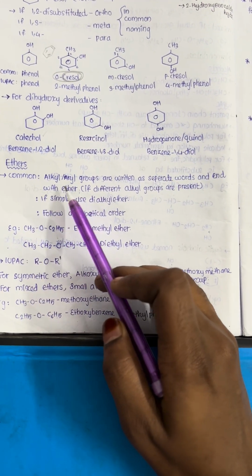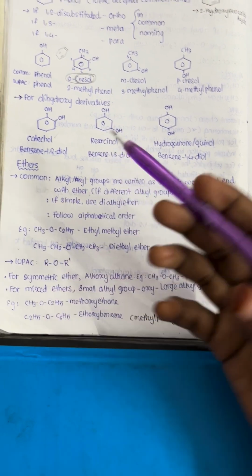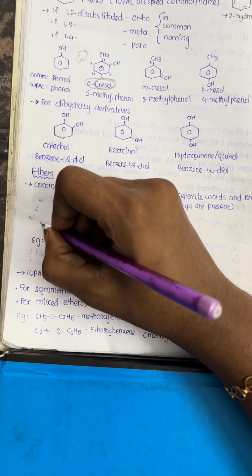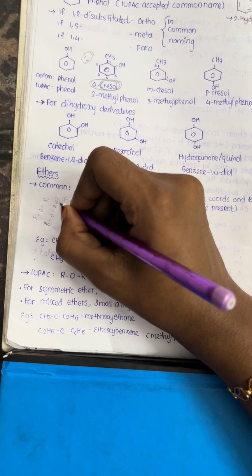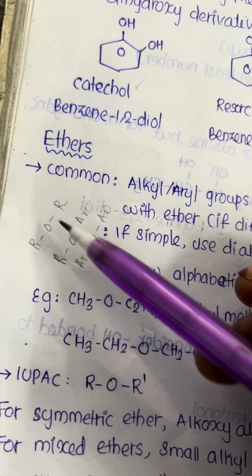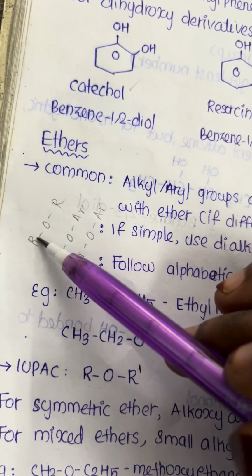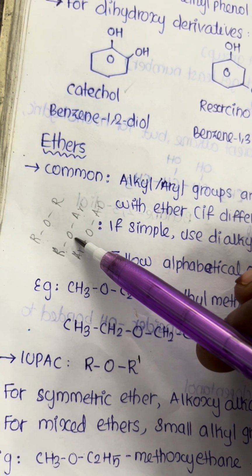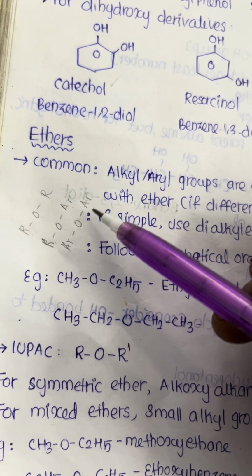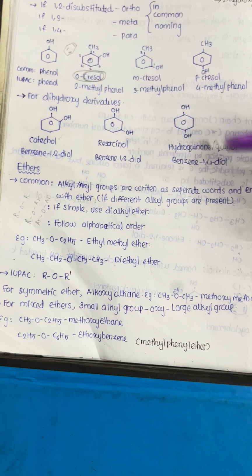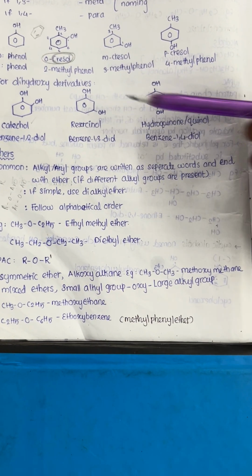In common naming, they are named as alkyl groups. It may be ROR, where R may be an alkyl group, or R-O-Ar, where Ar means aromatic ring, or both may be aromatic rings. So these are the three possibilities: two alkyl groups on either side of oxygen, one alkyl group and one aromatic ring on either side of oxygen, or two aromatic rings on either side of the oxygen. So the common name: alkyl or aryl groups are written as separate words and end with ether.